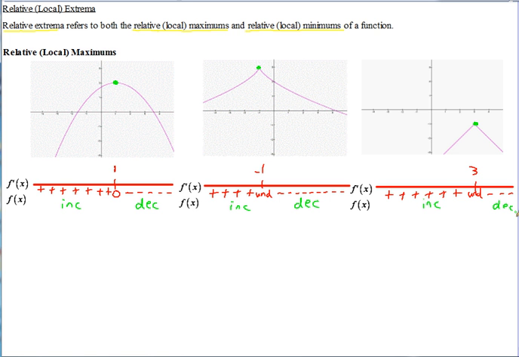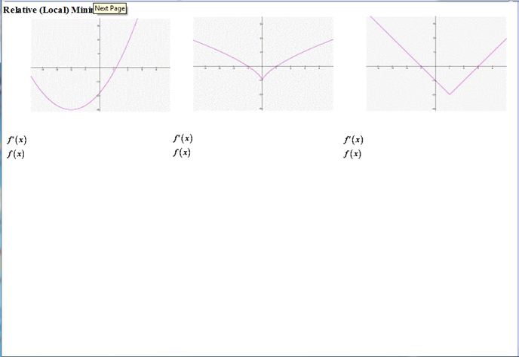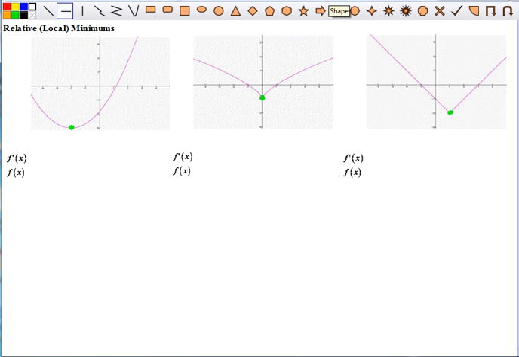Now let's take a look graphically at what relative or local minimums look like. These are points that, relative or locally, have a lower y value than the points on either side. Here we can see a relative local minimum right here, on this graph, and on this graph right here. Again, let's draw our number line underneath each of these.